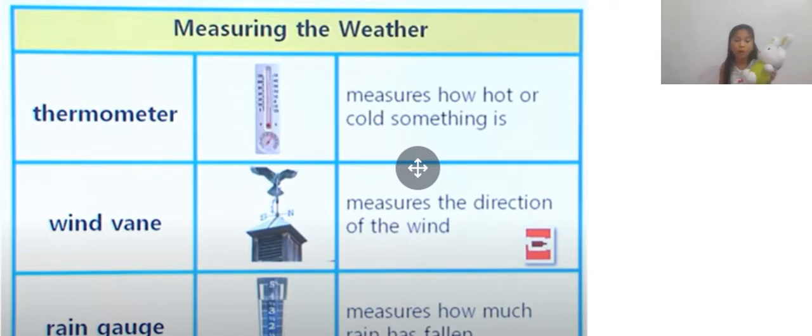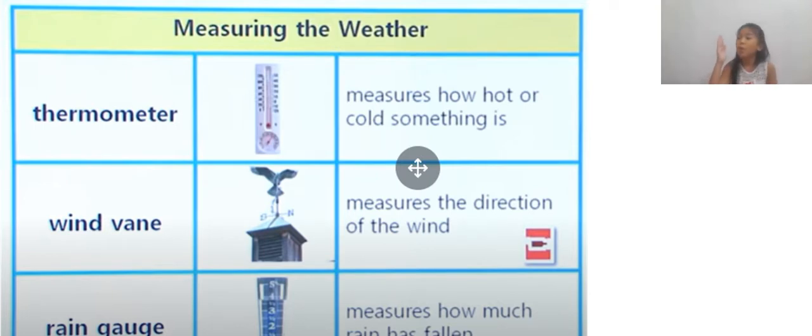Next we have the word wind vane. Wind vane. What is a wind vane? A very nice question, Lily. A wind vane is a thing that measures the direction of the wind. How does it work? Okay, let me explain it to you. Look at this picture. You can see that there is a bird, right? It looks like a bird, and it is on a special stick that can move. Remember, this stick can move. It can move like this.